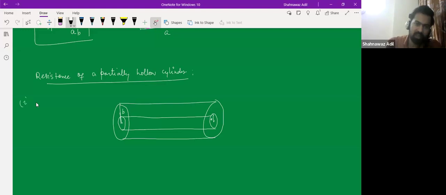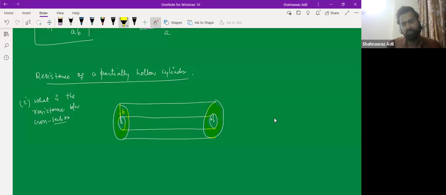So first question is, what is the resistance between cross section? When I say cross section, what do I mean by that? So this is the cross section, this one and this one. So what would be the resistance, guys? Can you tell me? Let's say the material has resistivity rho. So rho is always uniform. I have not mentioned the length, so let's say this is L.